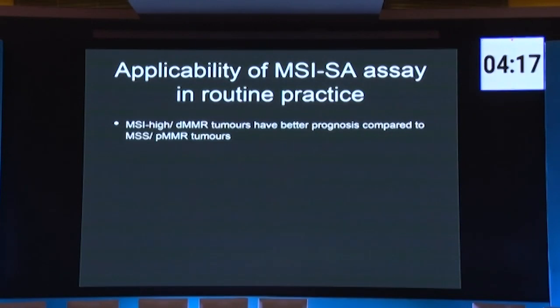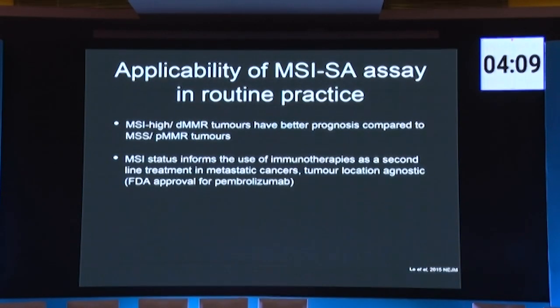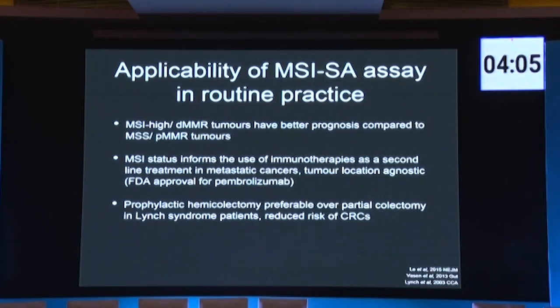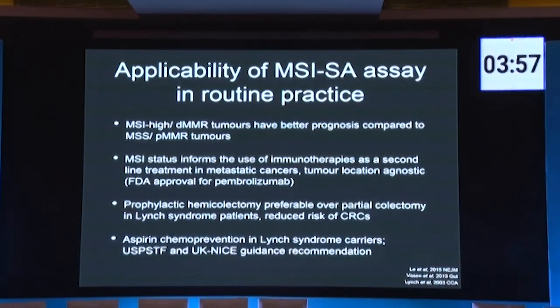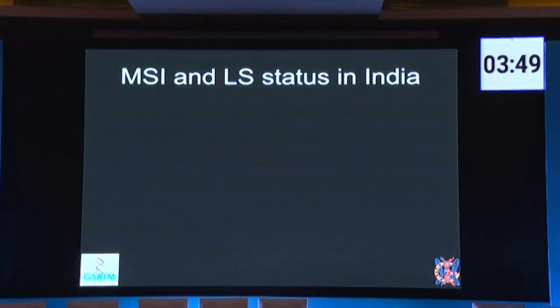Now, as we all know, the applicability of this assay in routine practice has many implications. You can provide information on prognosis. You could provide information on immunotherapies, whether they'll respond to it or not. You could think about surgical options, whether you want to go for hemicolectomy or full colectomy, or partial colectomy. And you could also think about chemoprevention of cancers in Lynch syndrome carriers. And this is something I'll come back to in just a minute.